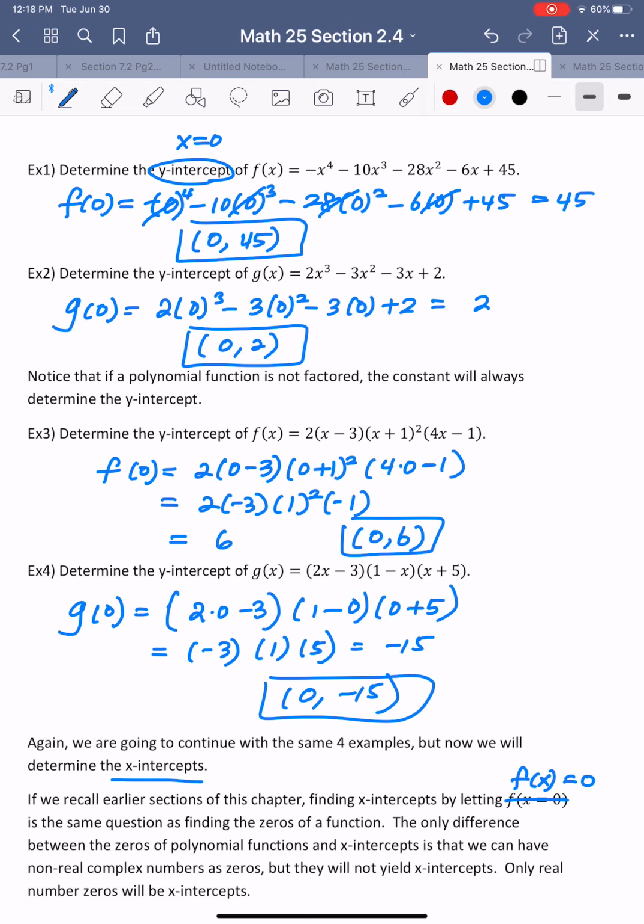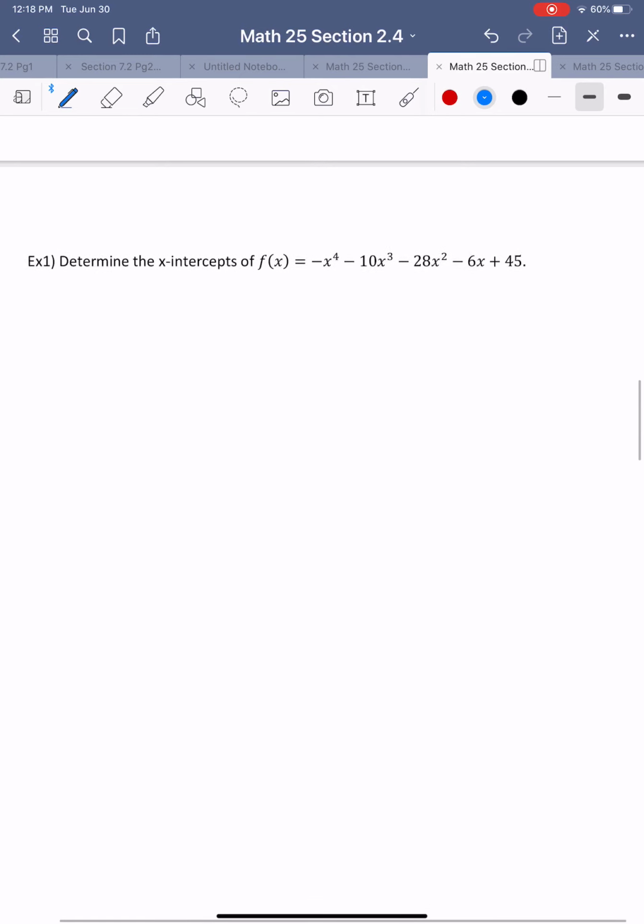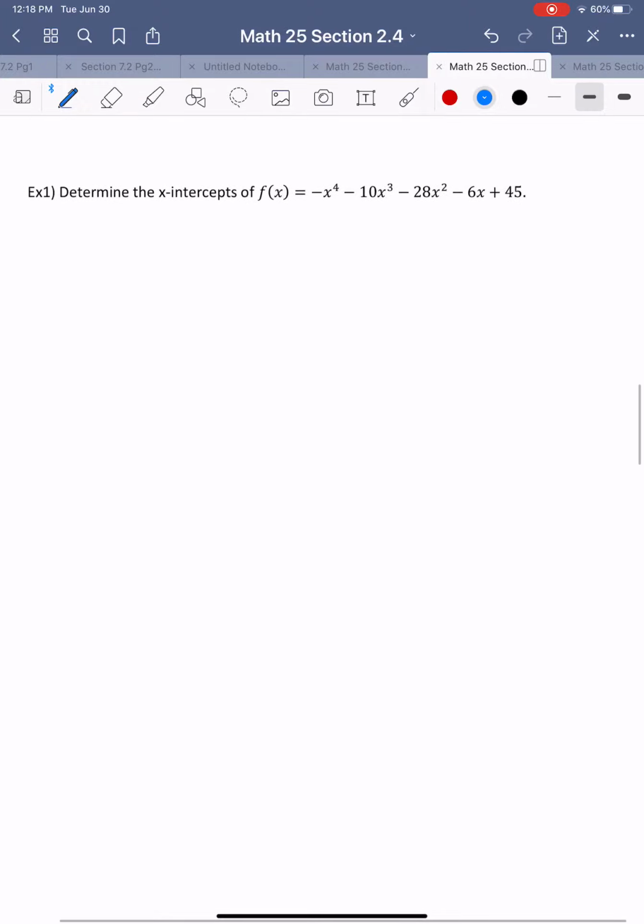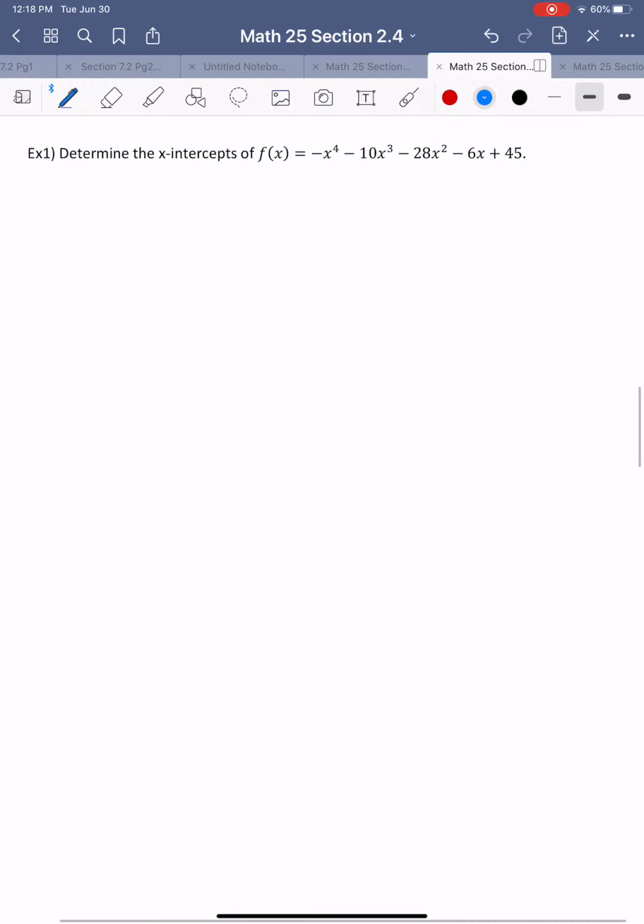Okay, it's the same question as finding the zeros of the function. The only difference between the zeros of a polynomial function and the x-intercepts is that we can have non-real complex numbers as zeros, but they will not yield x-intercepts. Only real number zeros will be x-intercepts. So if it's a complex zero, it's not going to be an x-intercept at all. So example 1, determine the x-intercepts this time.